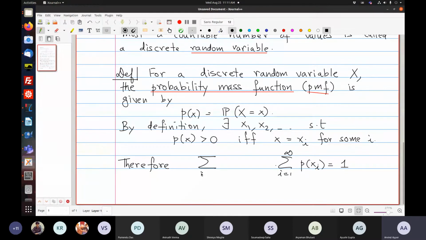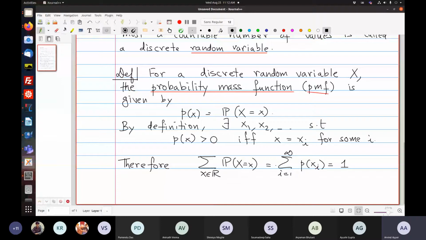Sigma over x in R, P of X equal to x is equal to this sum. So this looks like an uncountably infinite sum, but that's not true, because we are talking only about discrete random variables. So this is a countable sum, because the mass is non-zero only on countably many values. Okay.